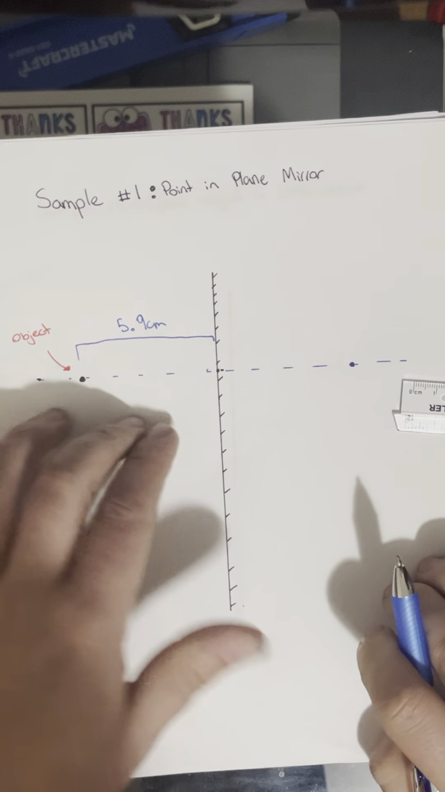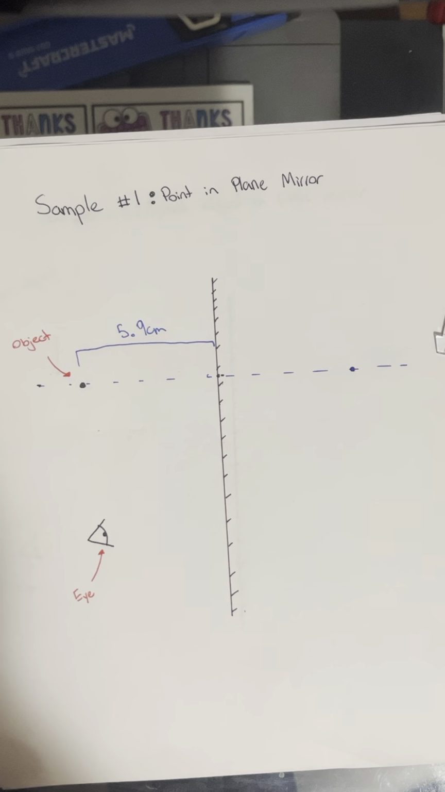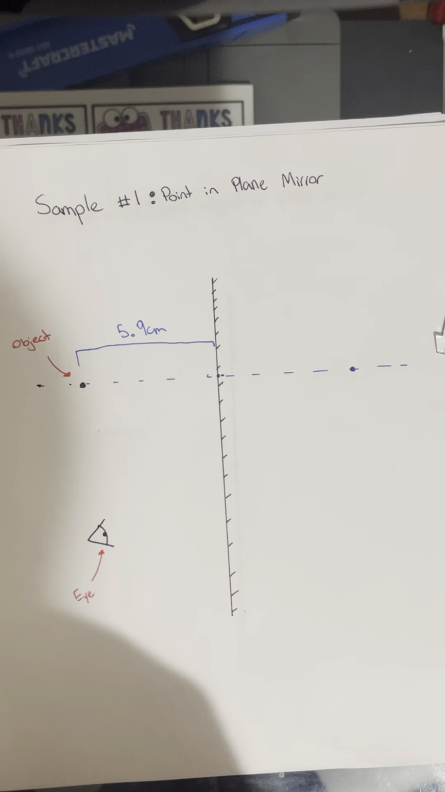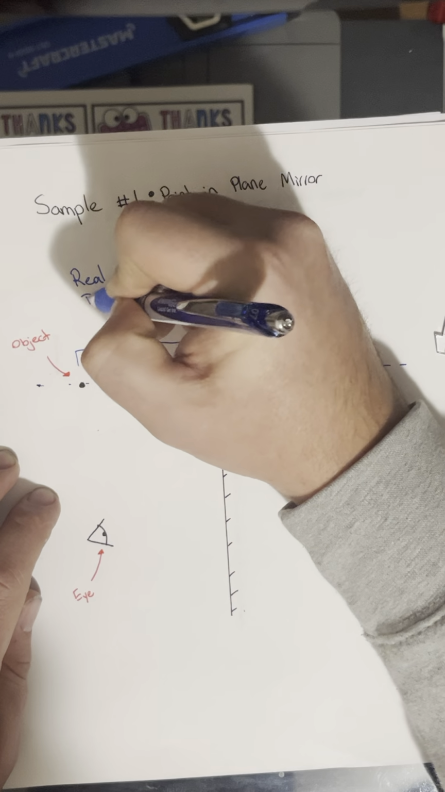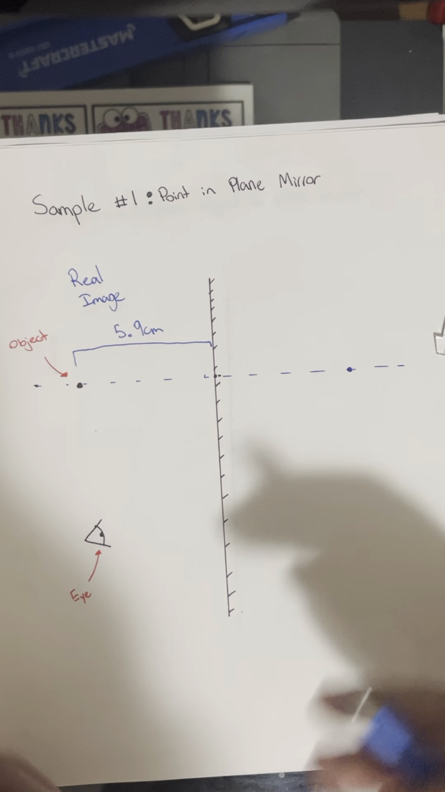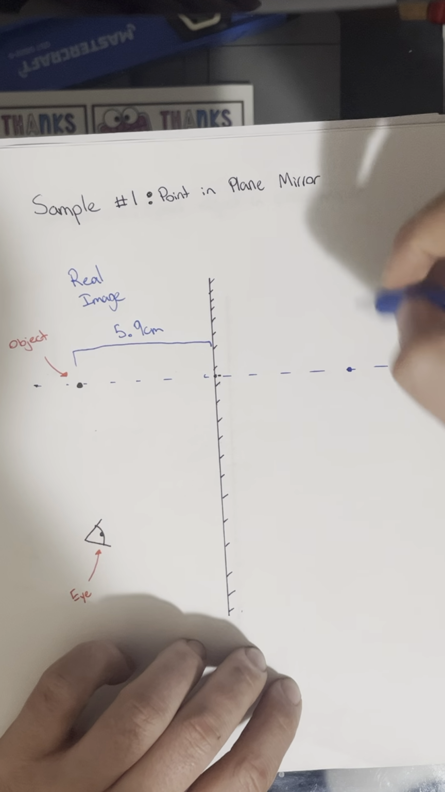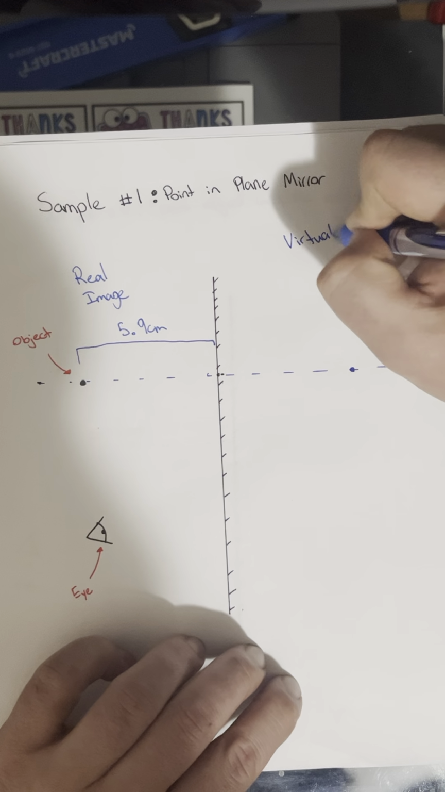So at this point, I have located where the object is going to appear in that mirror. Now, when we look at a mirror, any object that is on this side of the mirror is called a real image. Anything that appears to be beyond or behind the mirror, we know that the object is not actually behind that mirror. However, it appears to be. So this here is what we call a virtual image.